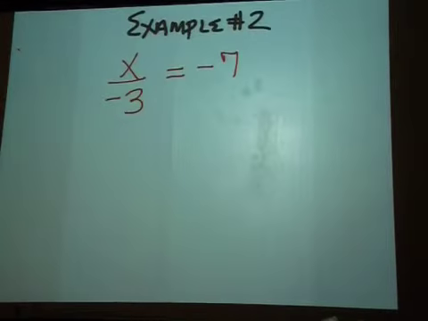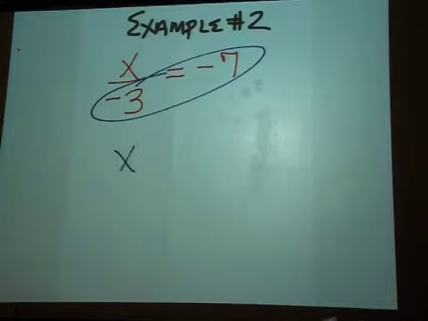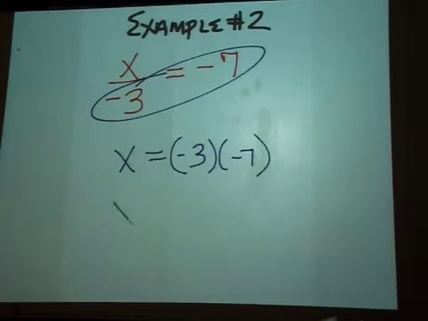X divided by negative 3 equals negative 7. Cross multiply here to come up with x equals negative 3 times negative 7, which is an answer of 21.